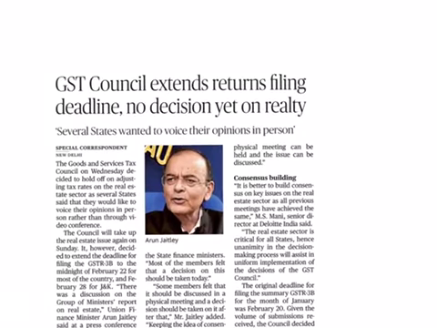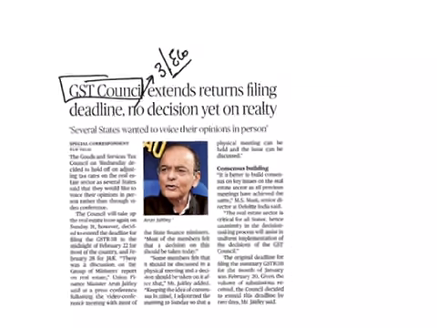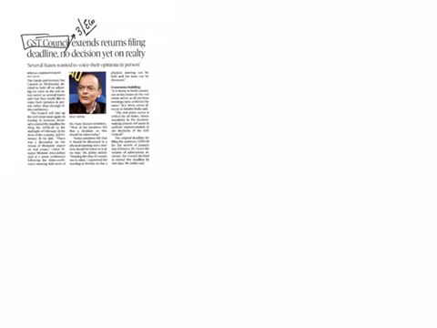The next article is: GST Council extends returns filing deadline. No decision yet on realty. This article comes under GS Paper 3 under the topic of economy. From this article, now we are going to see a concept known as the GST Council. We know that the Constitutional 101st Amendment Act has added Article 279A in the Constitution. As per this article, the GST Council has to be constituted.